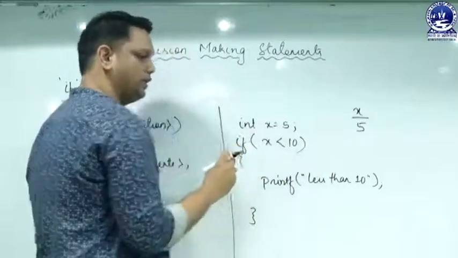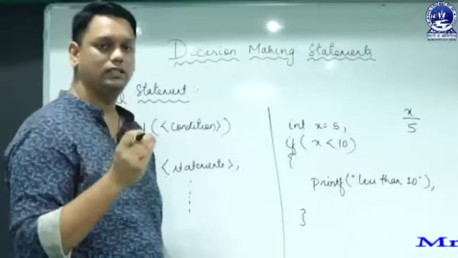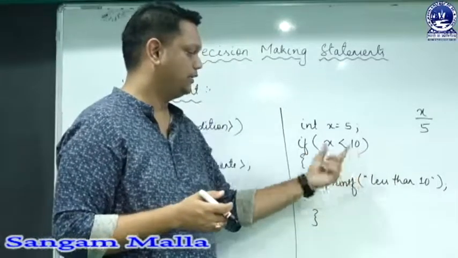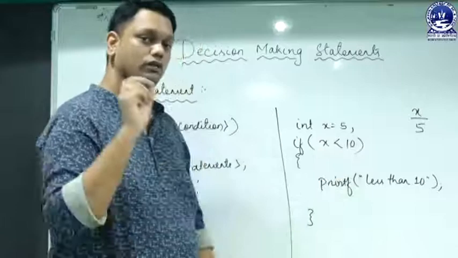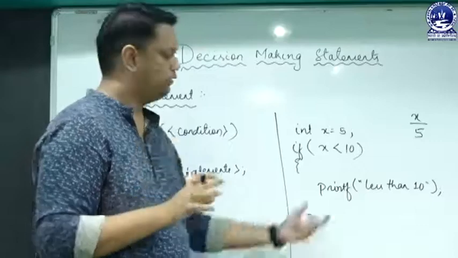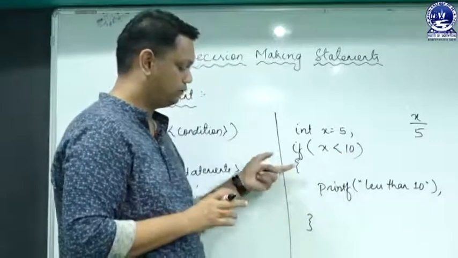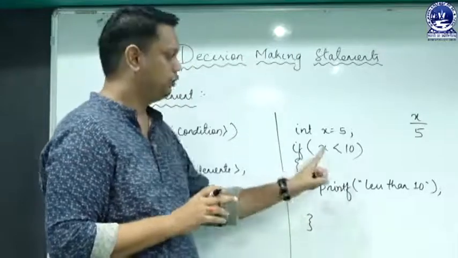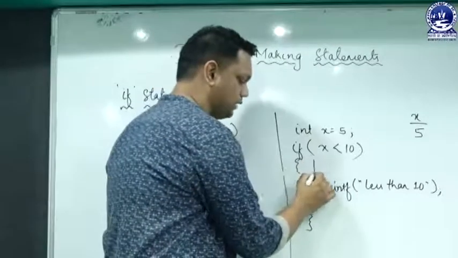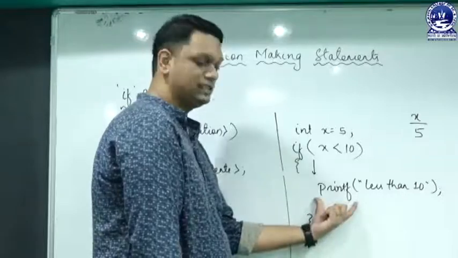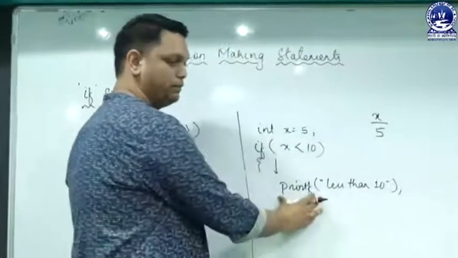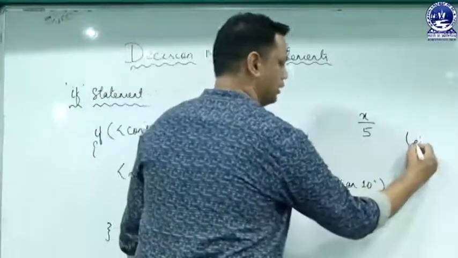Every condition returns one of two values, either 0 or 1, that is, true or false. Here the condition is true because 5 is less than 10. When the condition becomes true, only then will it enter the block, otherwise it will not enter the block. If the condition returns false, it will not go inside the block of the if statement. Here 5 is less than 10, yes, it's true, so it will go inside the block. The statement inside the block is printf less than 10. The work of the printf function is to print a message, so it will print less than 10.